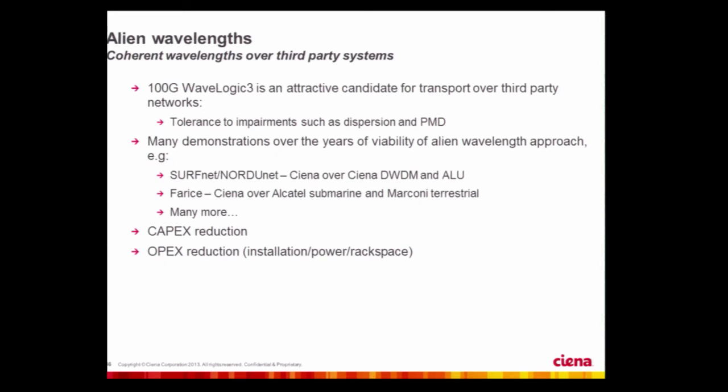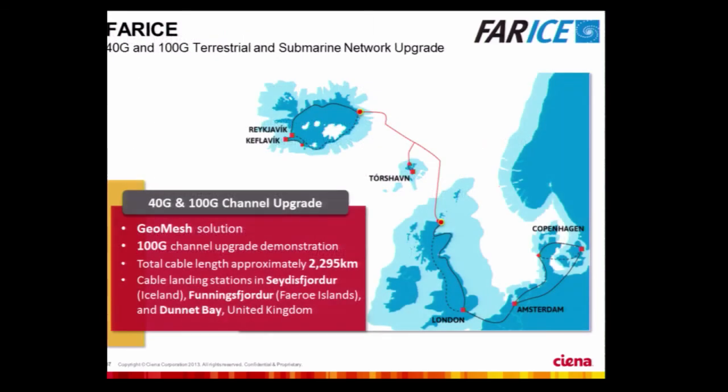Amsterdam and Copenhagen. And Ciena has, since the performance of the coherent systems is quite good, they are used a lot to upgrade submarine cables, and then in essence they're all alien wavelengths. So this is one example, Farwise here in the area, where we did an upgrade of a 10 gig cable to 100 gig per channel over 2,300 kilometers, and that is, in essence, an alien wavelength.